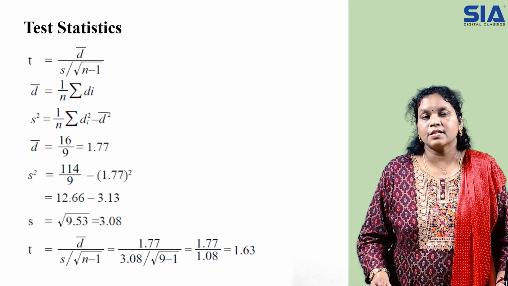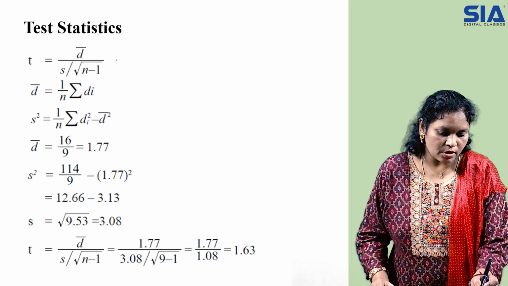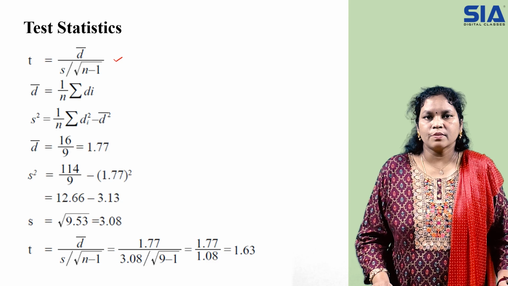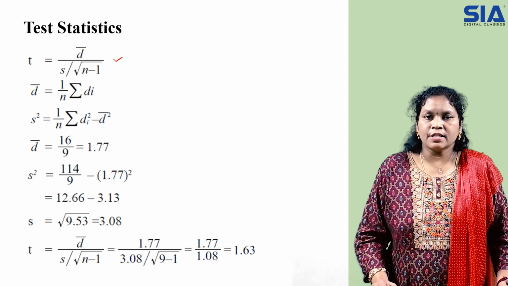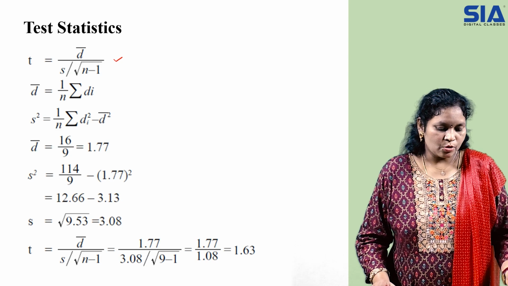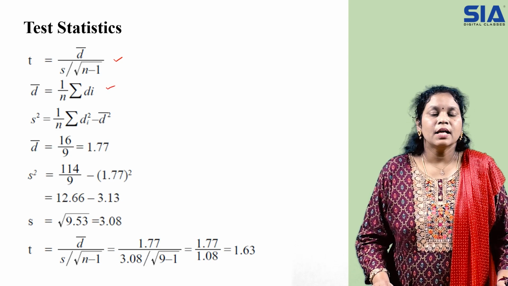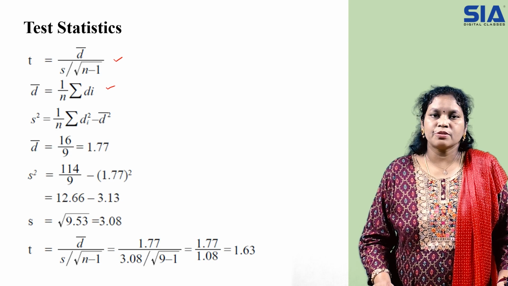Just now we have discussed that it is t-test. So what is the formula for t-test? t is equal to d bar by s by root n minus 1 becomes a formula for us. Now let us check it out how to obtain s, d bar and all using the data. So d bar, we know the formula, 1 by n summation di is the formula. So let us go for its substitution and all.